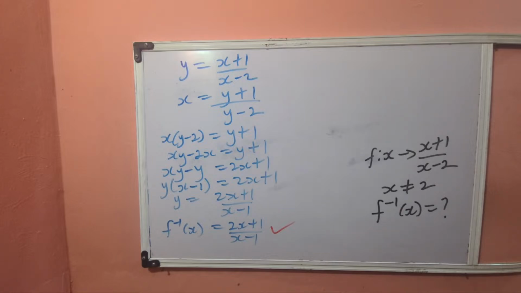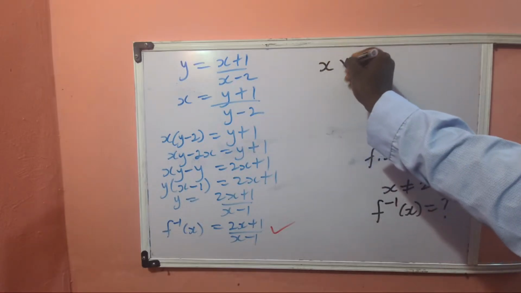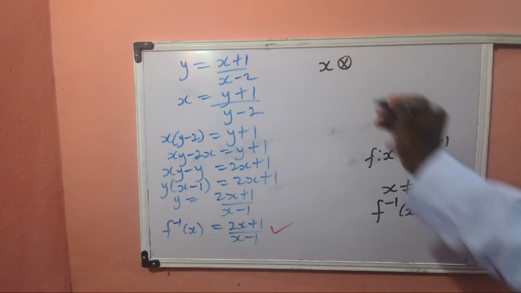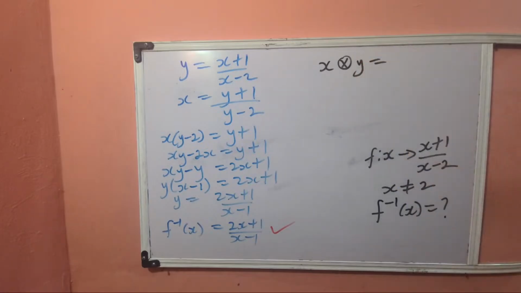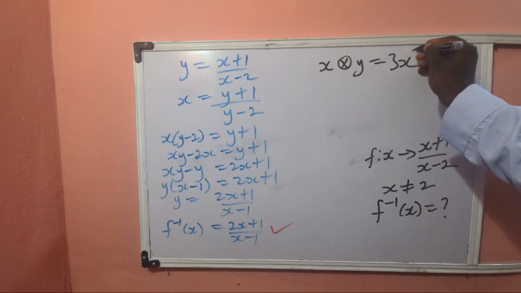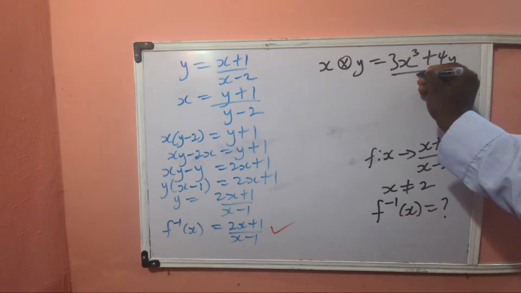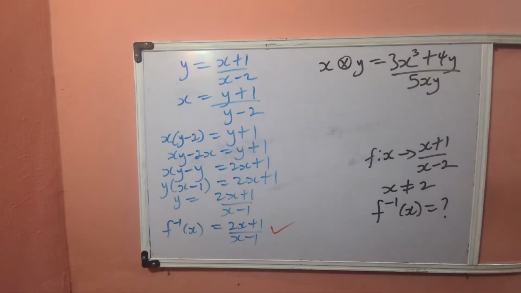We're told that a binary operation star is defined on the set of real numbers such that x is not equal to 0 and y is not equal to 0. All right, let me go on to tell you what the binary operation was defined on. Here it is. x star y is equal to 3x cubed plus 4y over 5xy. This is what the binary operation was defined on.